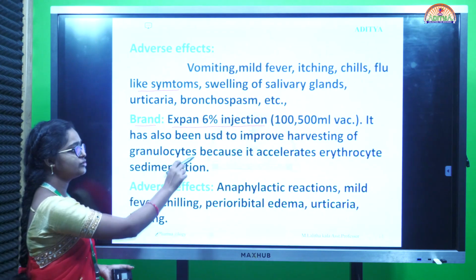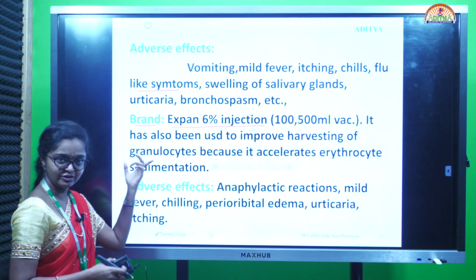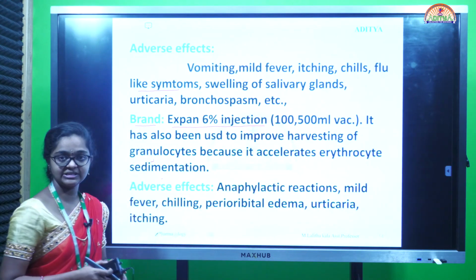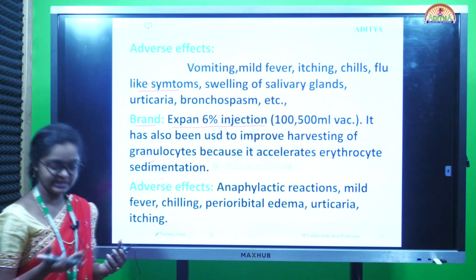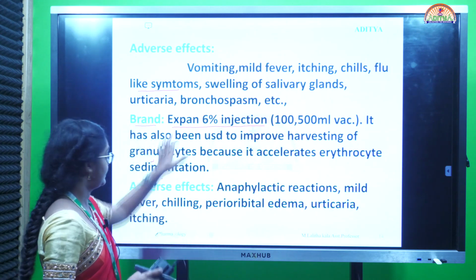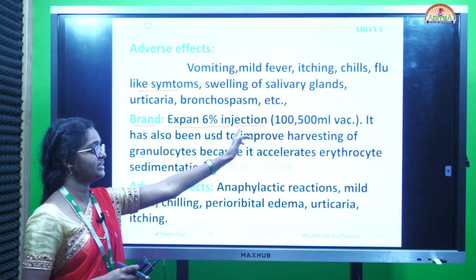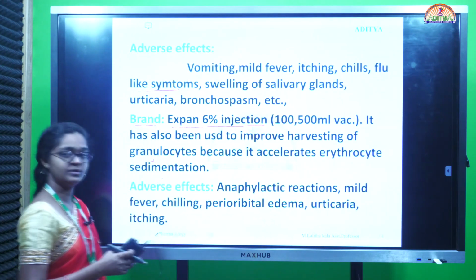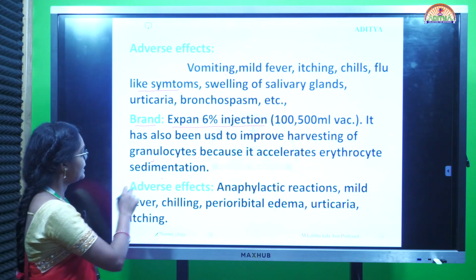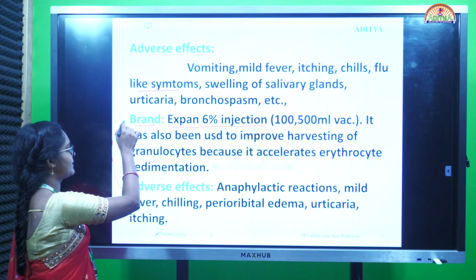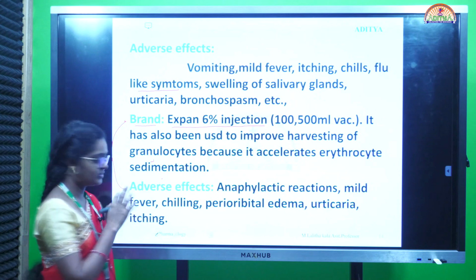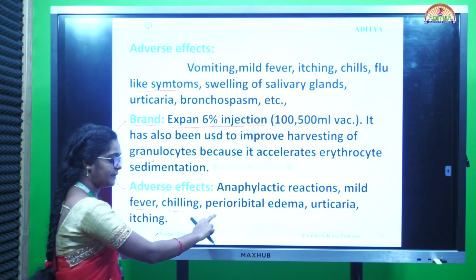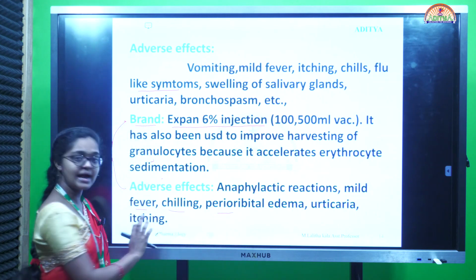It has been used to improve harvesting of the granulocytes because it accelerates erythrocyte sedimentation. The brand included in this is Expand 6% injection. It is available as a 100 or 500 ml vial also. Adverse effects include anaphylactic reaction, mild fever, chilling, periorbital edema, urticaria and itching.